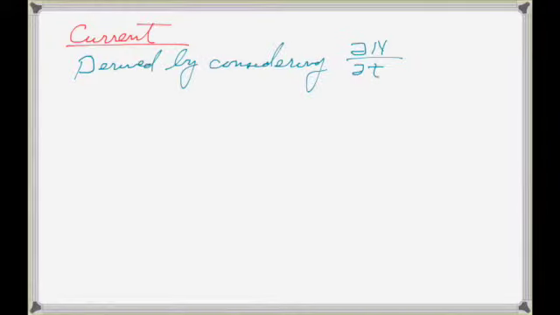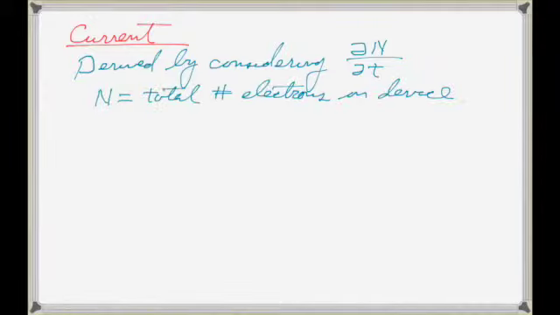So let's look at current. The way current is really always derived is through a continuity relationship. So it's derived by considering dn/dt, some change in electron density with time. So let n be the total number of electrons in the device. So now we want to calculate.